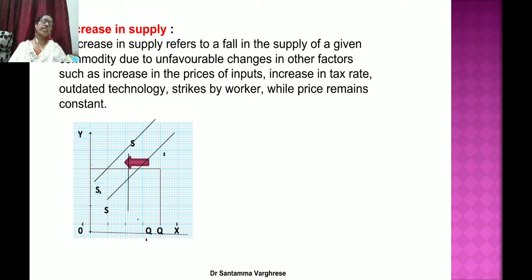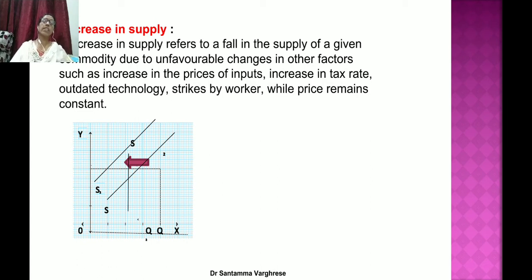If it is a multiple choice question, we can say an increase in supply is due to, first one, change in price, change in income, change in other factors. Like that, if you can write it, change in other factors. In this way, you have to keep this in mind.